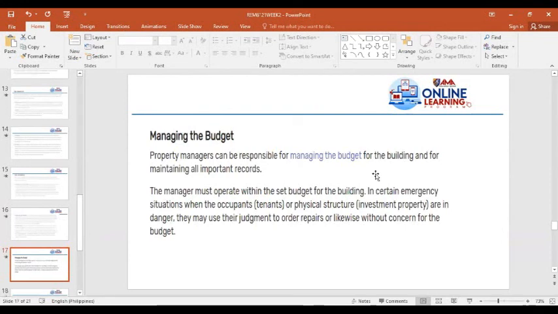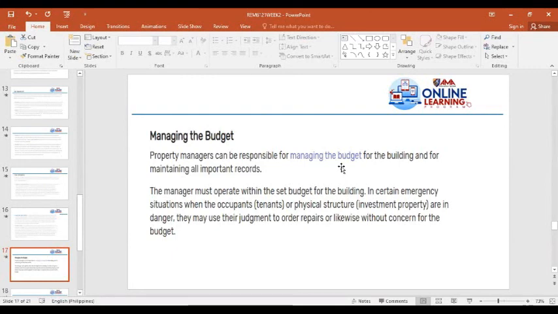So last is managing the budget. Property managers can be responsible for managing the budget for the building and for maintaining all important records. The manager must operate within the set budget for the building, but in certain emergency situations, when the occupants or the tenants or physical structures for investment property are in danger, they may use their judgment to order repairs or likewise without concern for the budget.